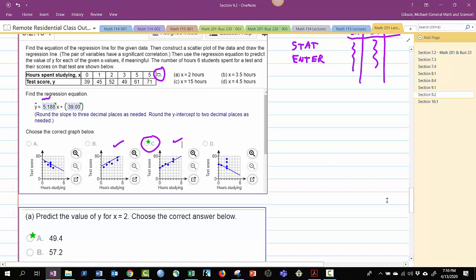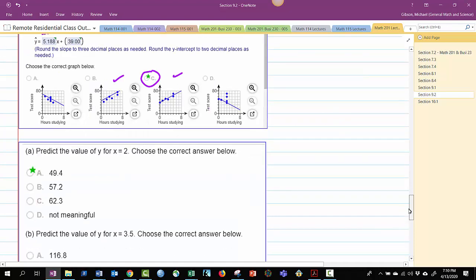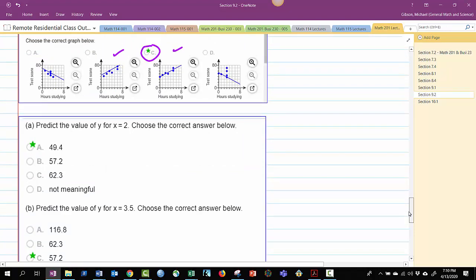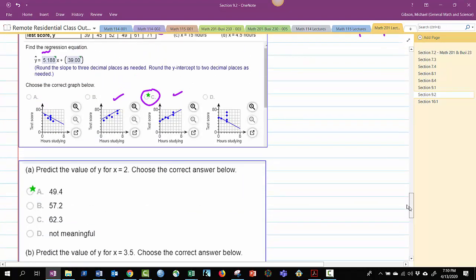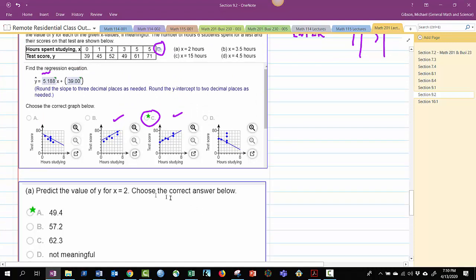Now, the next step. They're going to give you 3 or 4 of these in each one, typically, and they're going to ask you to predict the value of y for a certain x. This one says predict the value of y for x equals 2. What you literally do is plug this into your calculator. Here's our equation: 5.188x plus 39. So 5.188 times 2 plus the 39, and this will be the 49.4.